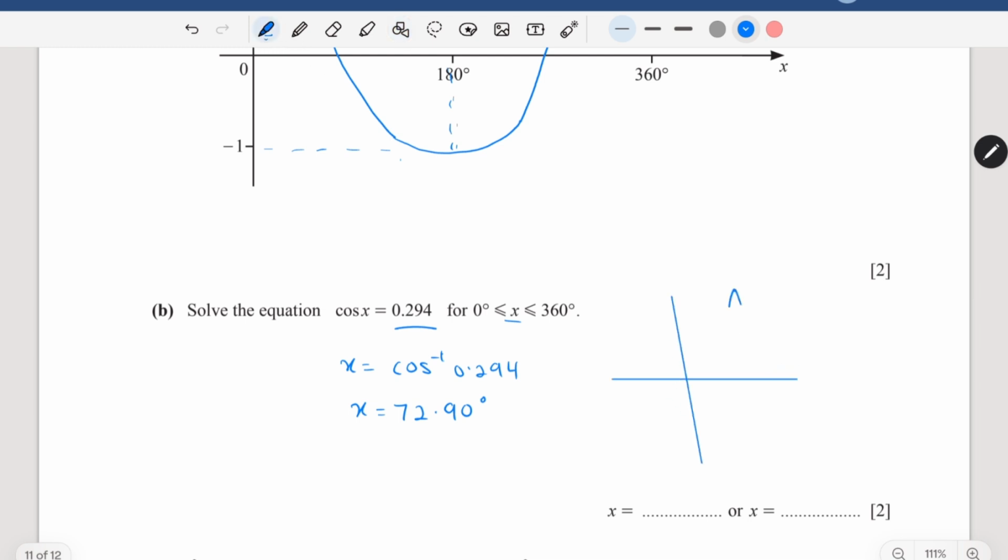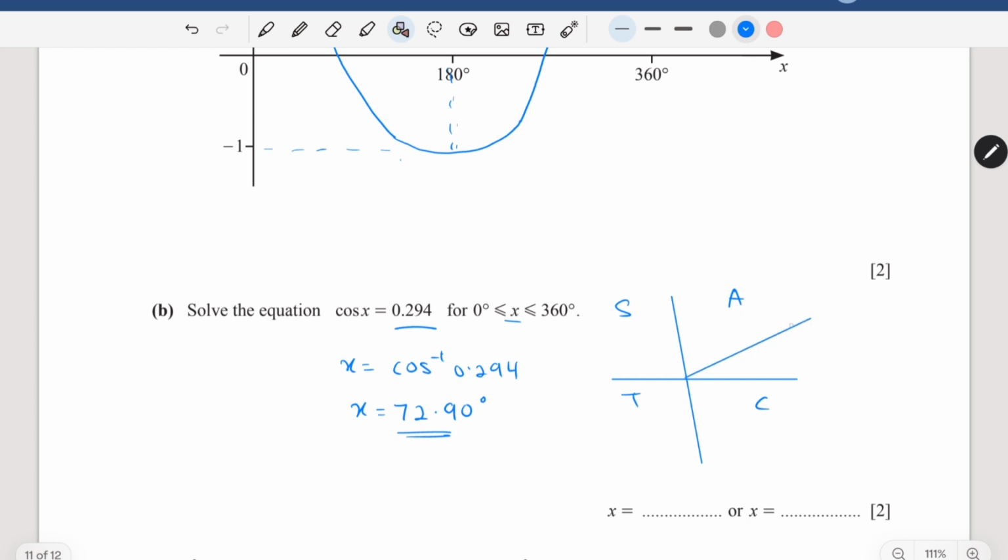Okay, so A S T C. All Science Teachers Cute. Alright, so x is 72.90. Cos x is a positive value, so you need to draw the lines in whichever quadrants cos is positive. The first quadrant is A, which means all are positive.